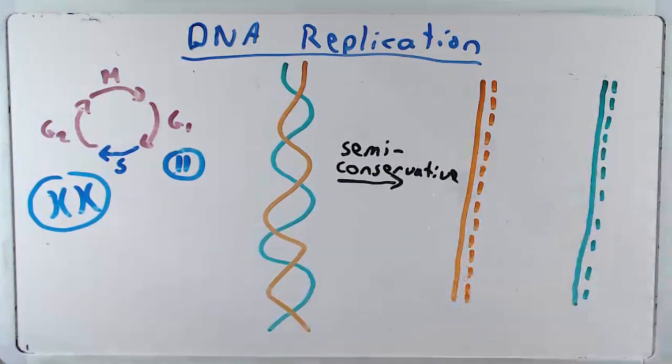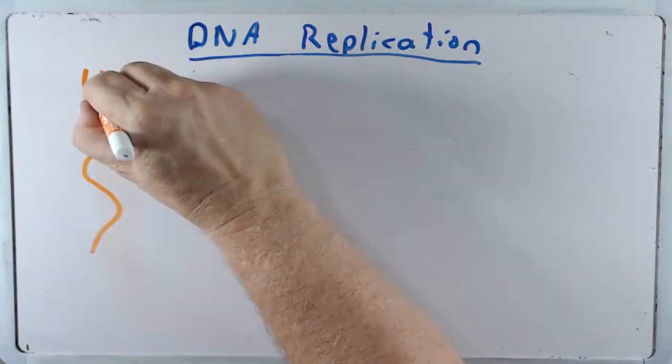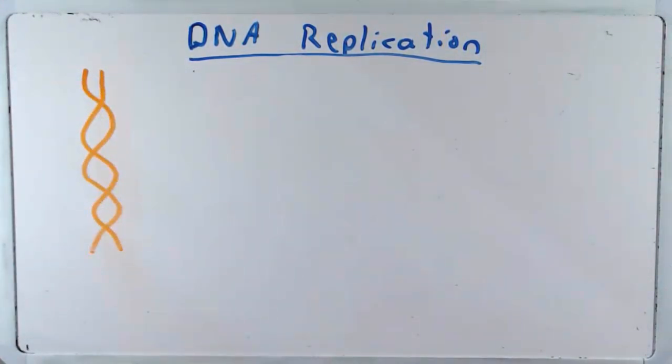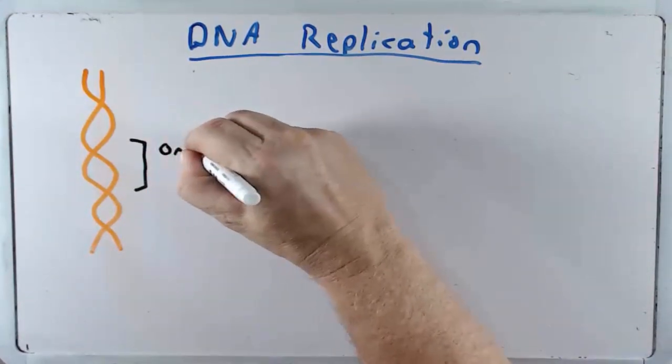Half of it. Now I want to go into a little bit more detail about how this is replicated. Okay, I'm going to draw this double helix here, like so. What happens is at a certain region of the DNA, which we'll call the origin of replication.